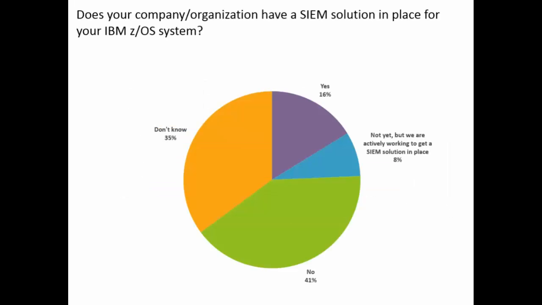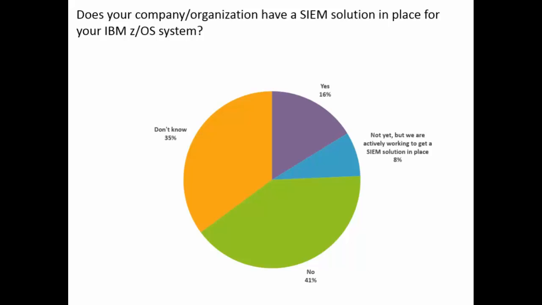We then drilled down a little deeper to see if they had implemented any SIEM solutions to manage security events on the z/OS systems, and were greatly surprised to learn that only 16% of the respondents answered yes, and only an additional 8% responded with "not yet, but we are actively working to get a SIEM solution in place." An astounding 41% directly answered no, they don't have a SIEM solution in place for their z/OS system, and 35% didn't know at all.